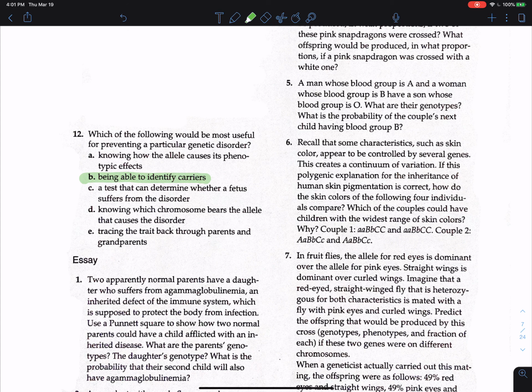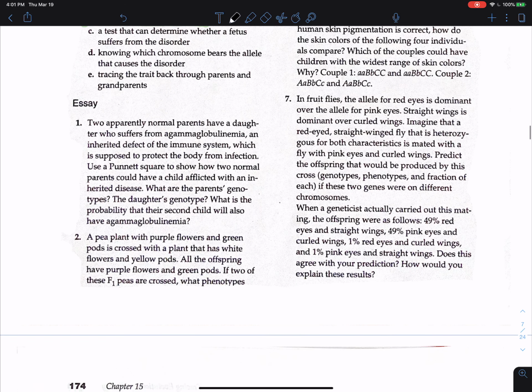Obviously for C, a test that can determine whether a fetus suffers from this disorder. In that case, you're not actually preventing, because that's too late. It has been passed on. And D is a pretty good answer, actually. I like that. But in any case, B is the best answer here. We're not going to get too deep into that.